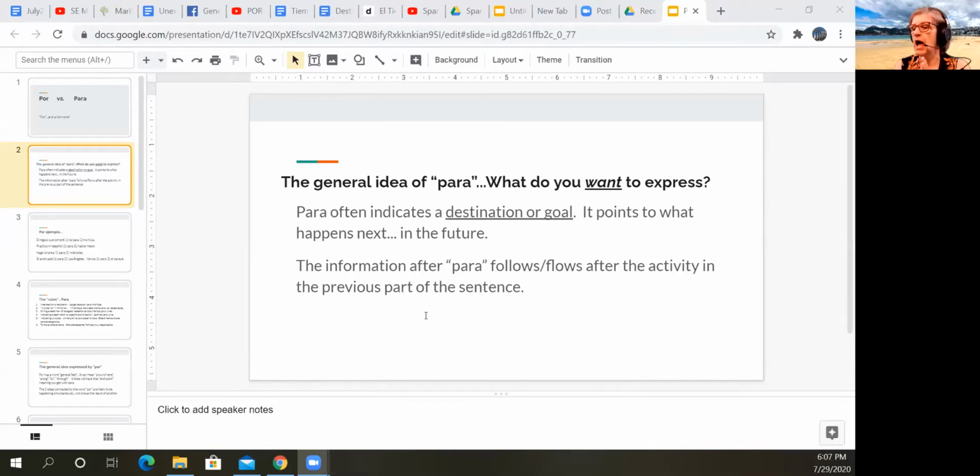Como un repaso. That general idea of para, it often indicates a destination, a goal, something you're working towards. It points out what's coming next, okay? When para joins an idea that comes first in the sentence, whatever idea comes after para is generally something that happens afterwards. By that I mean it will happen in the future. Whatever is happening in the first half of the sentence is going on, and whatever happens after para is coming up, will happen, is where we're getting to as our destination.